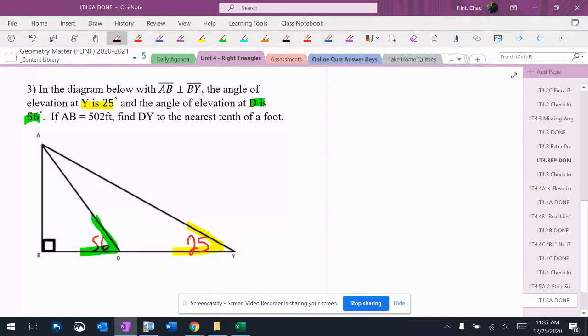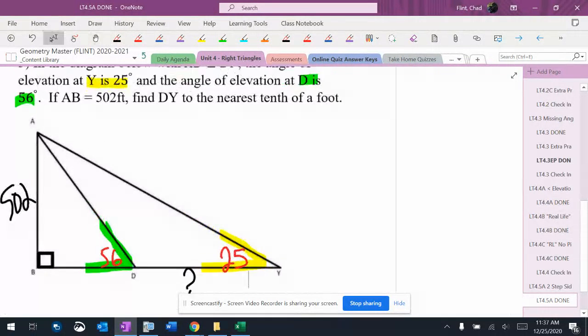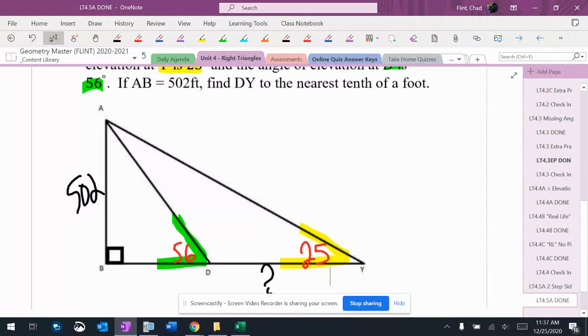It says AB is 502. That's over here. And it says find DY. So this is the same setup we've had for 1 and 2. So I want to identify my right triangles, so I know where they are.